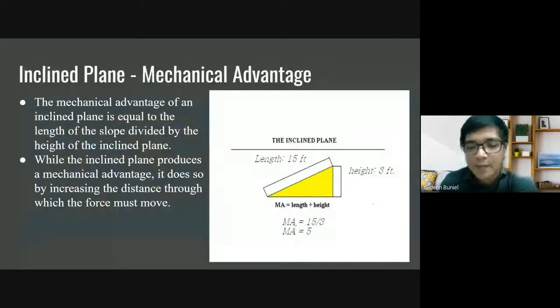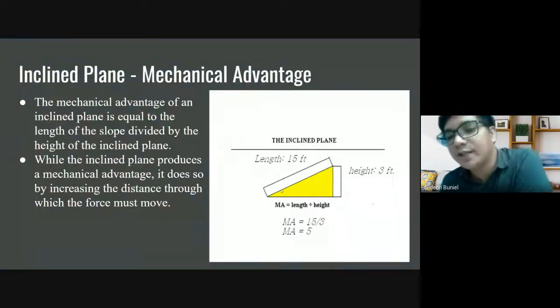So MA, mechanical advantage, is equal to 15 feet, which is the slope here. Slope is the other term that you could use; it is also the slant or slanting. So 15 feet divided by 3 as the height. So the mechanical advantage is 5. Okay.